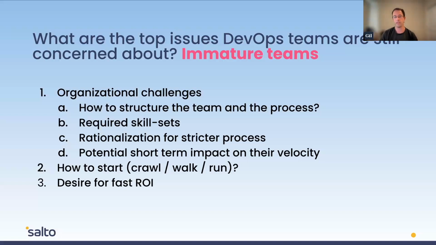Now we have visibility. We have tools for collaboration between the team members. We can make sure that whenever Gil makes a change, it doesn't step on Scott's toes, etc. So that desire for fast ROI is also very much tied to that. Let's start with crawl, walk, run and make sure that we have a proper rationalization.